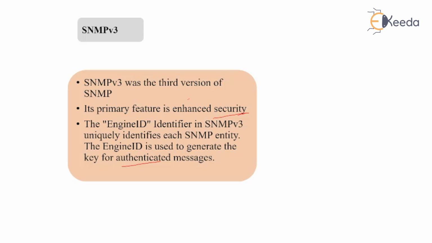There are two main keywords for providing more security. One is authentication and the second one is authorization. So with the help of these two things, we now have to understand how SNMP V3 is different from SNMP V1 and V2.